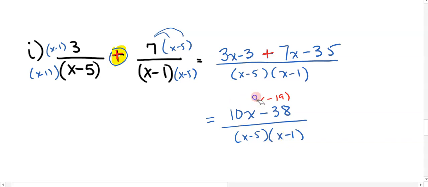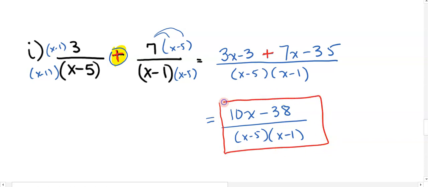So even though I see I could factor, it doesn't get me anywhere, so I'll remain with this answer right here. Okay, this one looks the best. I always check to see if I can cancel, but if you can't, don't bother. And again, such that x can't be 5 or 1.